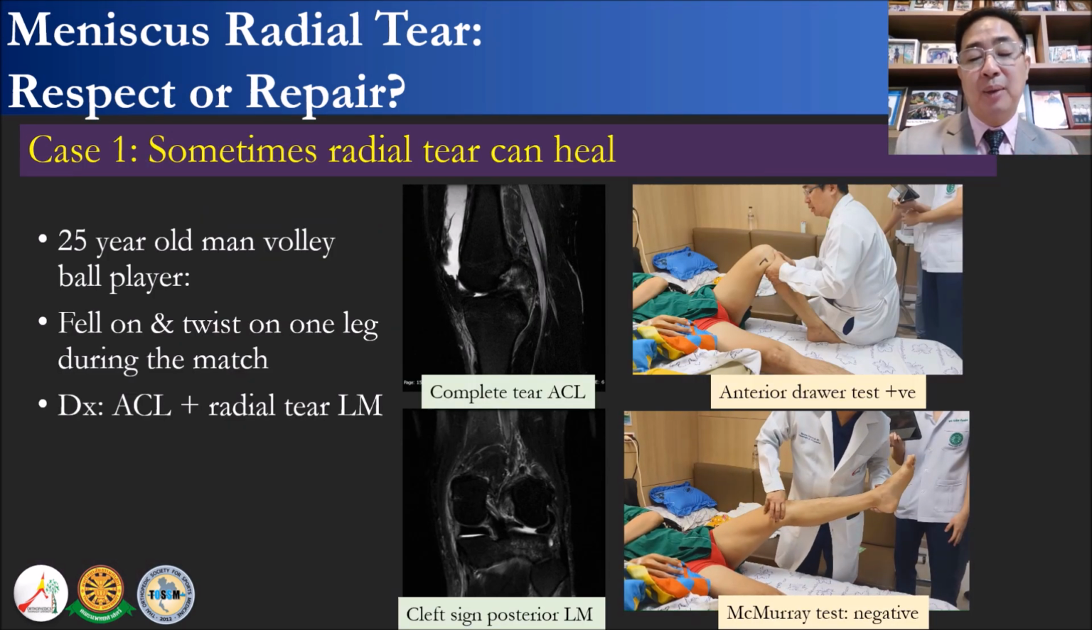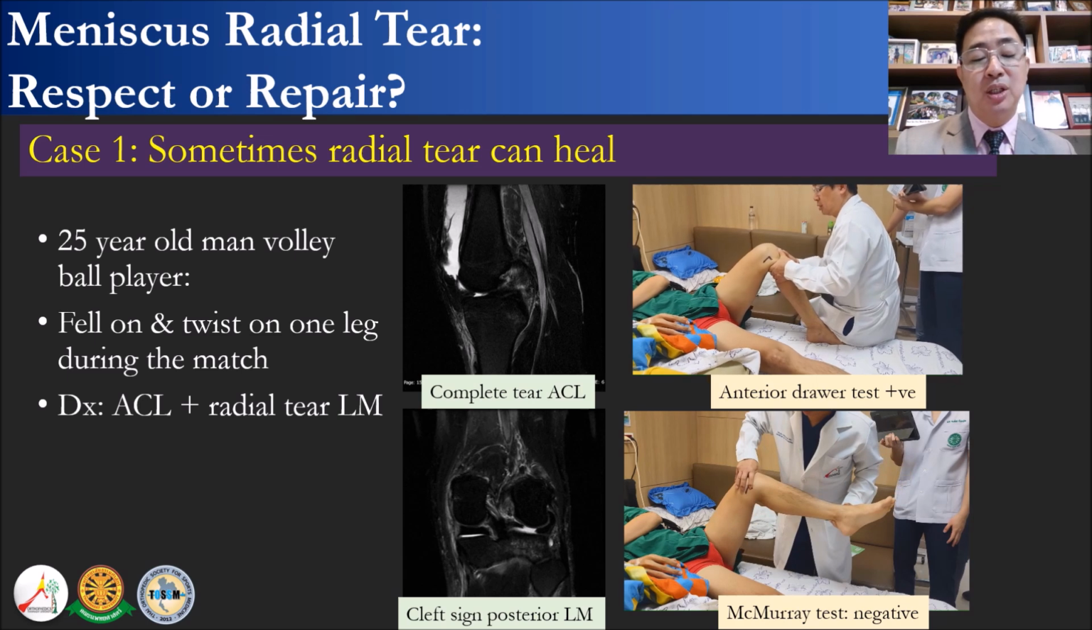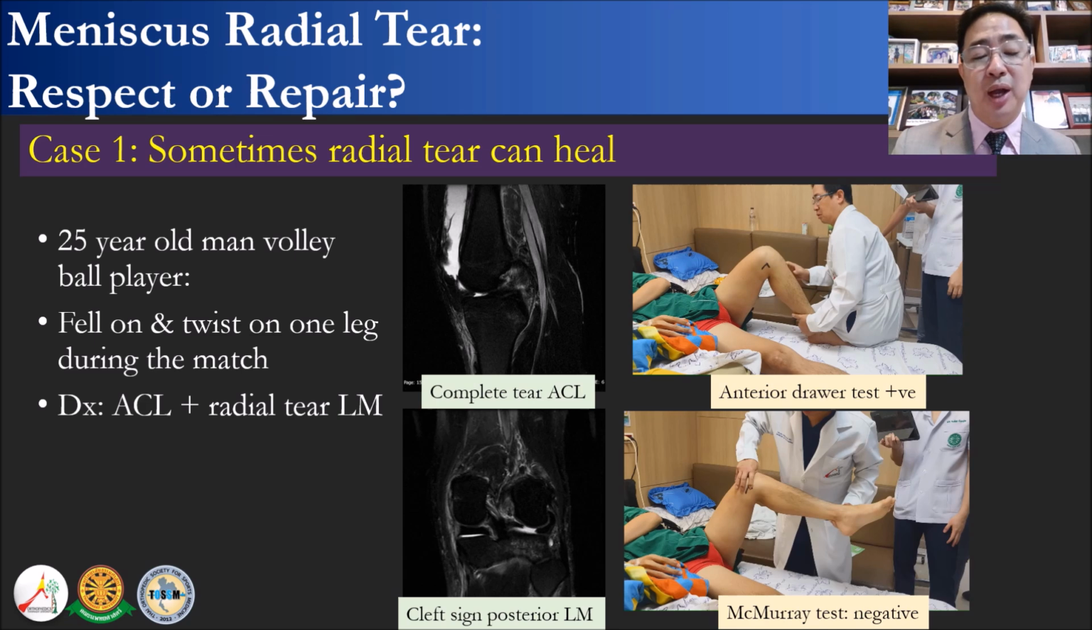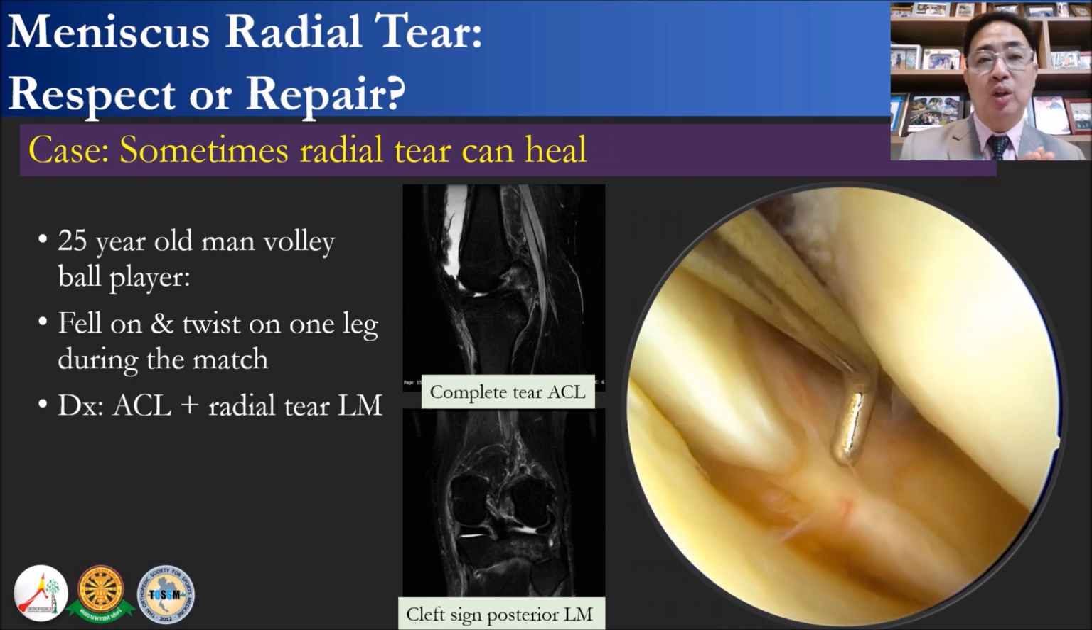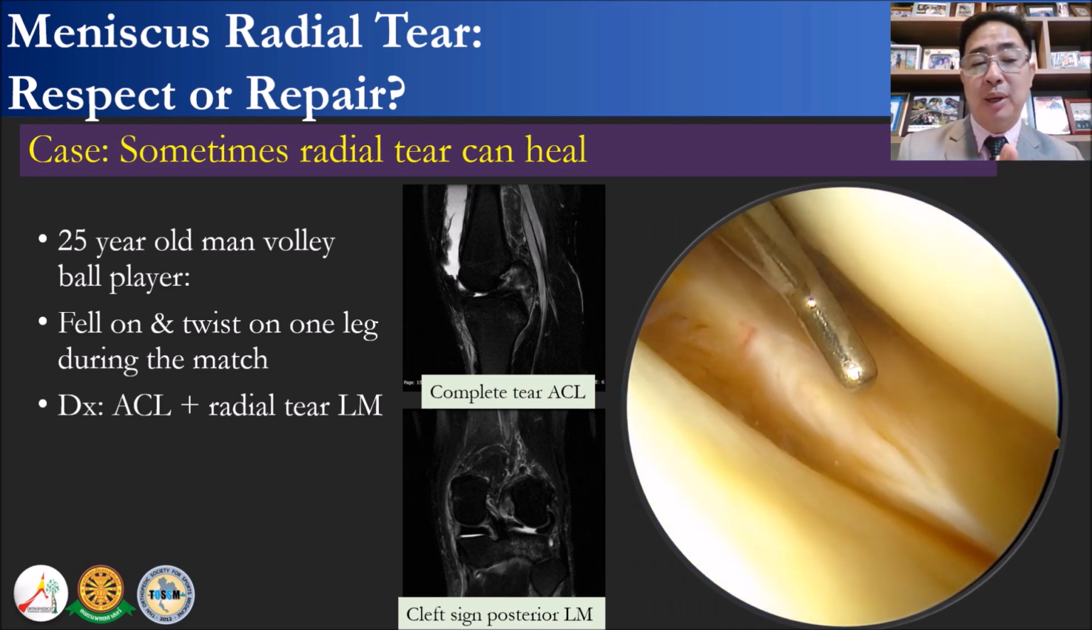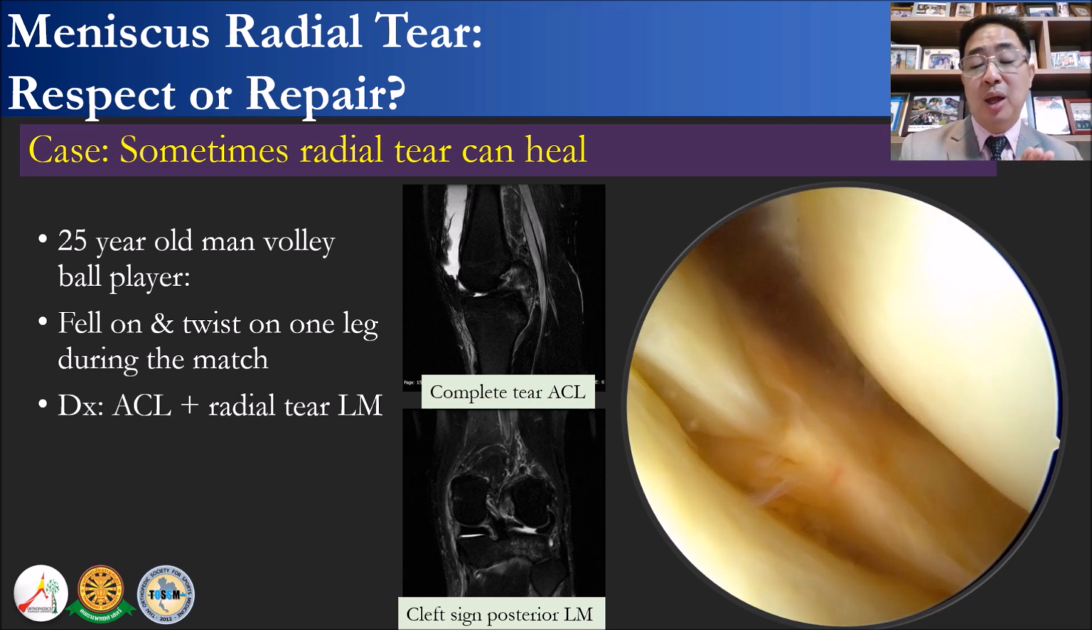Sometimes the radial tear can heal. This is an example. This young volleyball player twisted his knee. He has an ACL injury and there's also a meniscus tear on the MRI. So when I got into the joint to perform the ACL reconstruction with meniscus repair, I found that the lateral meniscus radial tear had healed. So that happens in acute injury.